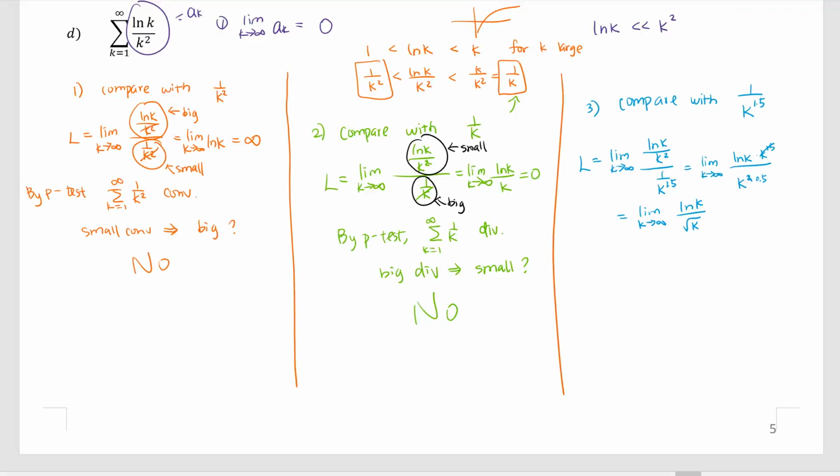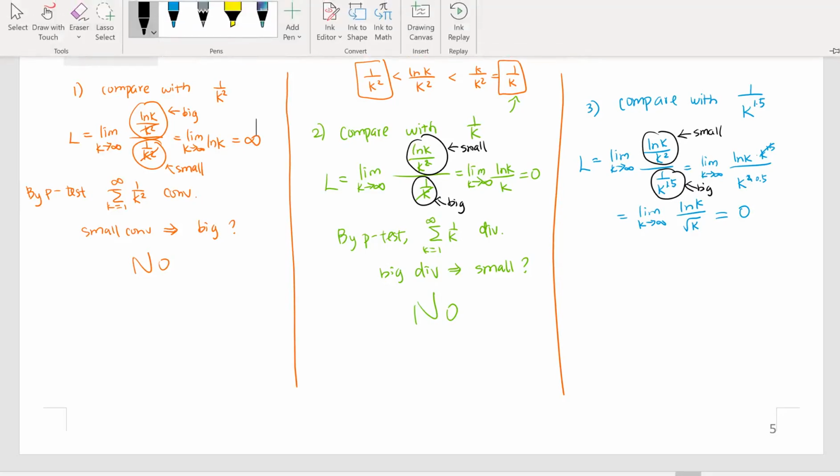Okay, so we know ln of k actually grows slower than all the power functions. That's not only polynomials, so any power function, it could be square roots, it could be cube roots. So here the denominator is bigger, so we get this guy is 0. It means the denominator is a big guy and the numerator is the small guy.